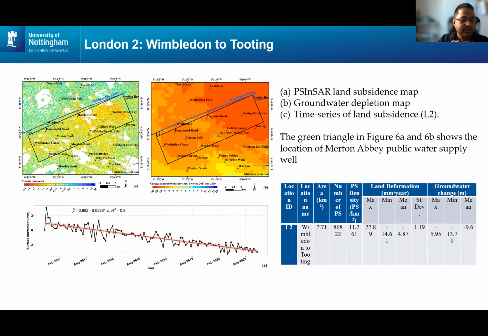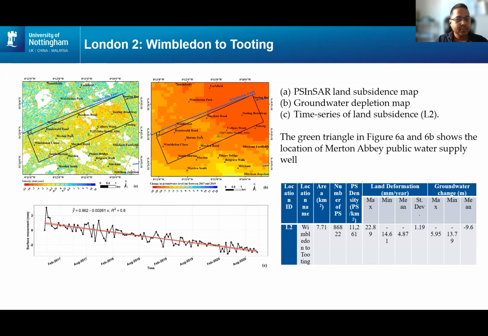There also, this area is very close to the Wimbledon fault. So the fault also plays its role in defining the subsidence pattern. We can see the time series of the subsidence pattern is showing that it's going continuously down, right? So in this area we can see a small green triangle. This triangle shows the location of the Martin Abbey public water supply well.